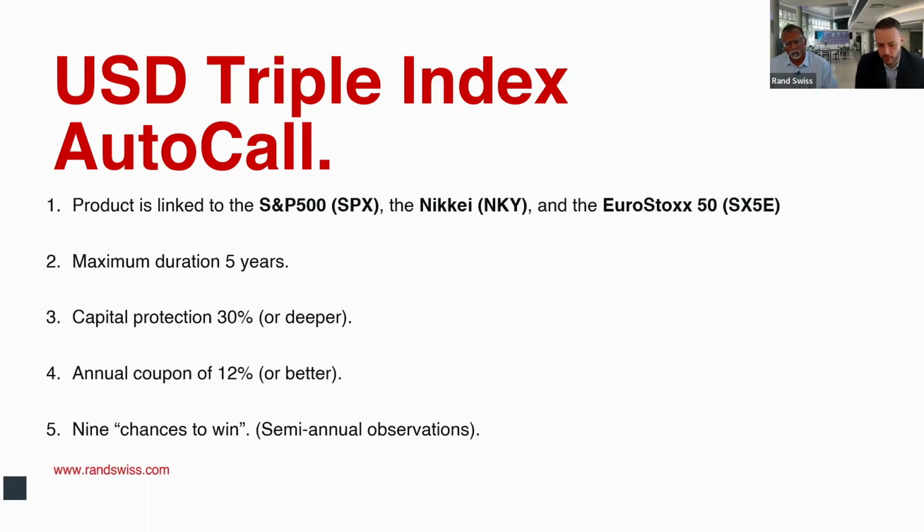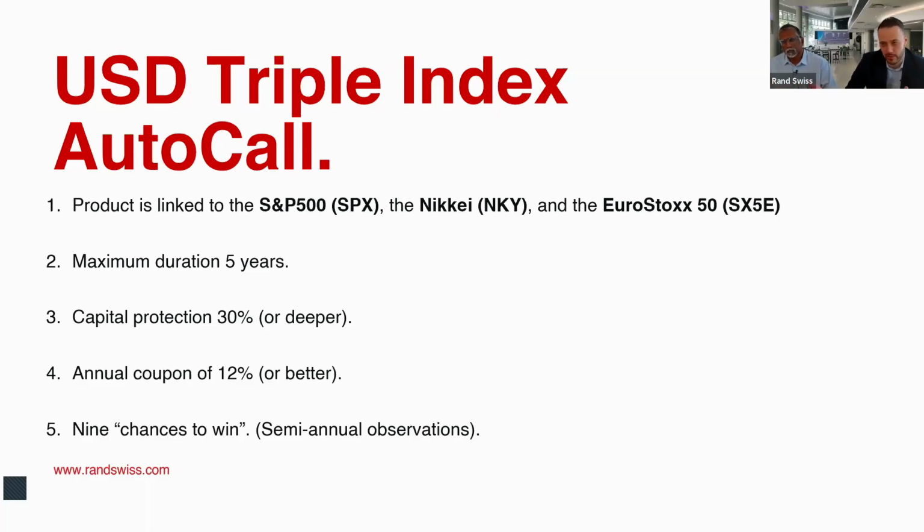So from the 12th month, we're going to do an observation. If all 3 of those indices are just positive, they can be 1% positive each, you get 12%. If after the first observation, one of those indices is negative, it just rolls to the next observation. And those happen every 6 months for 5 years.